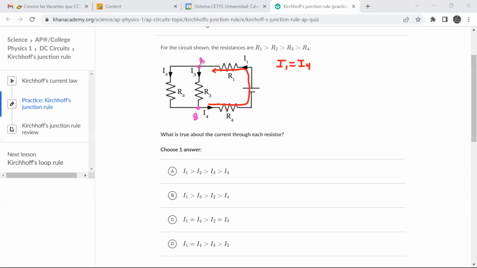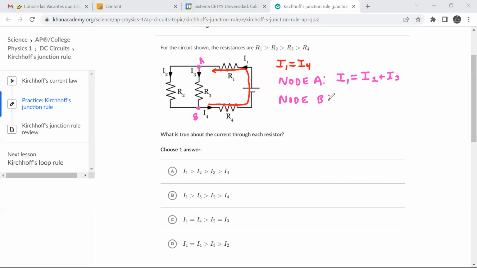Now let's look at node A and apply Kirchhoff's law. What is going into node A? Just I1. And what is going out? I2 and I3.